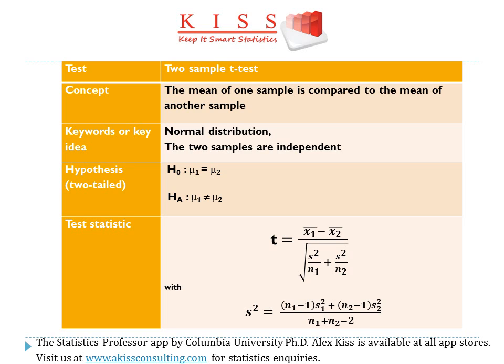The hypothesis form: H0, the null hypothesis, is that mu1 equals mu2, so the mean of sample 1 equals the mean of sample 2, versus the alternate hypothesis HA, mu1 not equal to mu2. The test statistic is shown here. It's t equals x bar 1 minus x bar 2 divided by the square root of s squared over n1 plus s squared over n2, where s squared is a pooled variance.